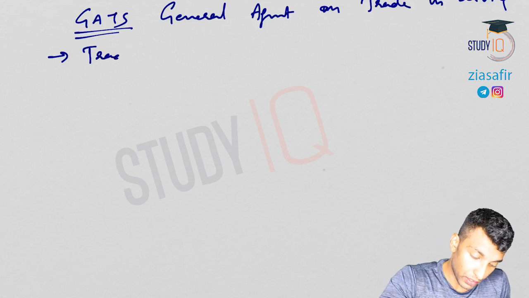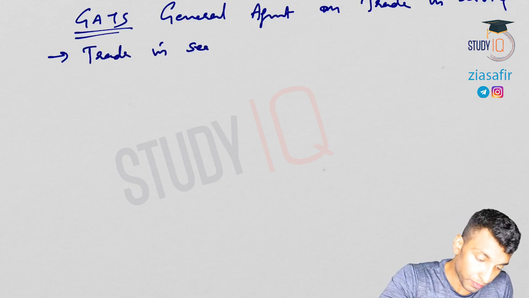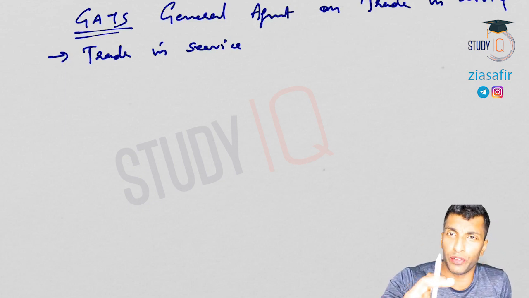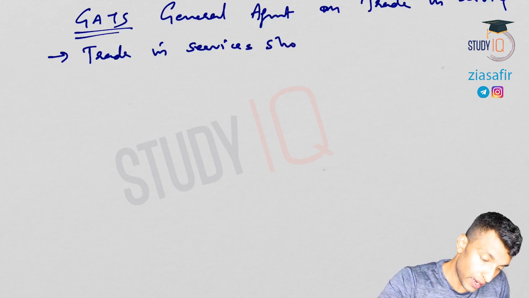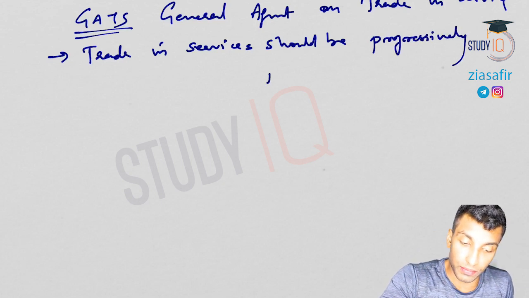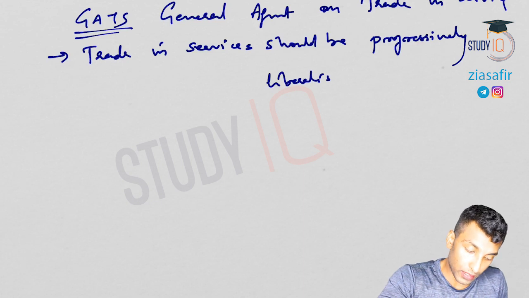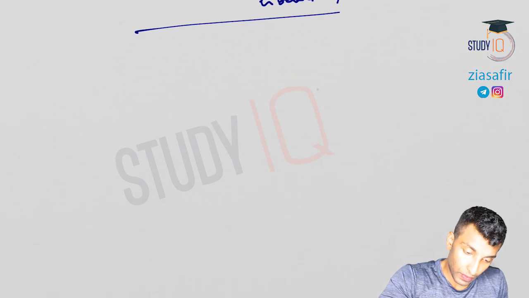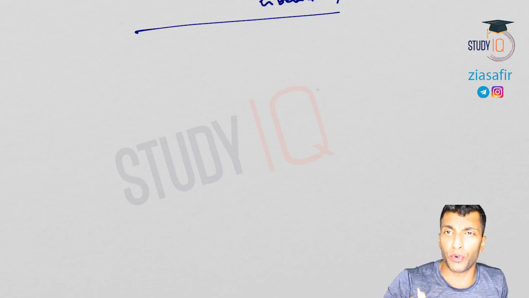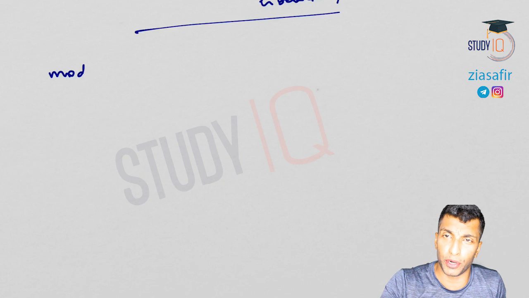So trade in services should be progressively liberalized, okay? I'll tell you what are the 4 different types of service, different modes of service. Four are there. So there are 4 modes. You just need to understand these 4 modes. From this also you can get a prelims question.